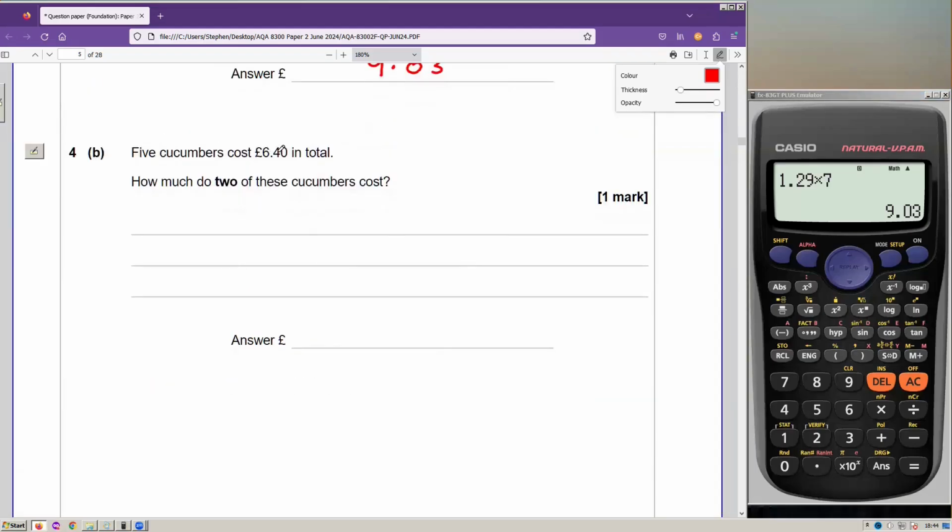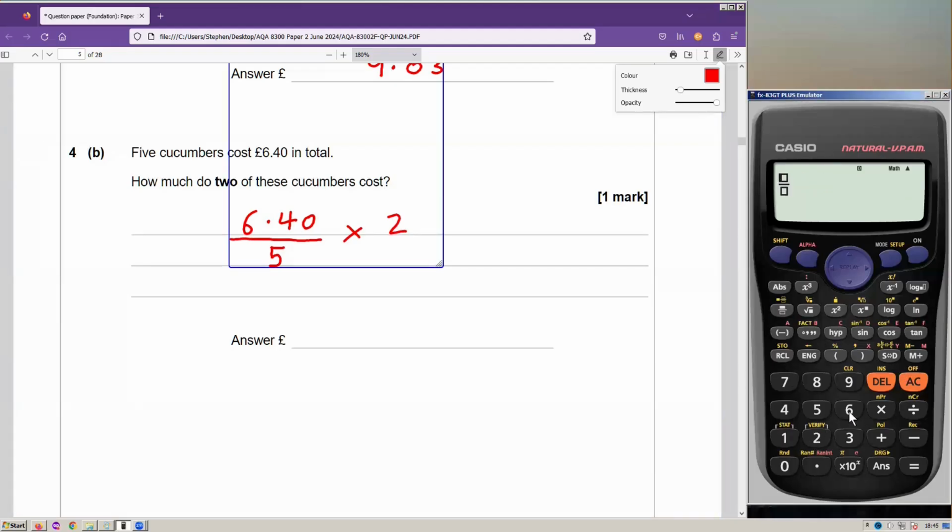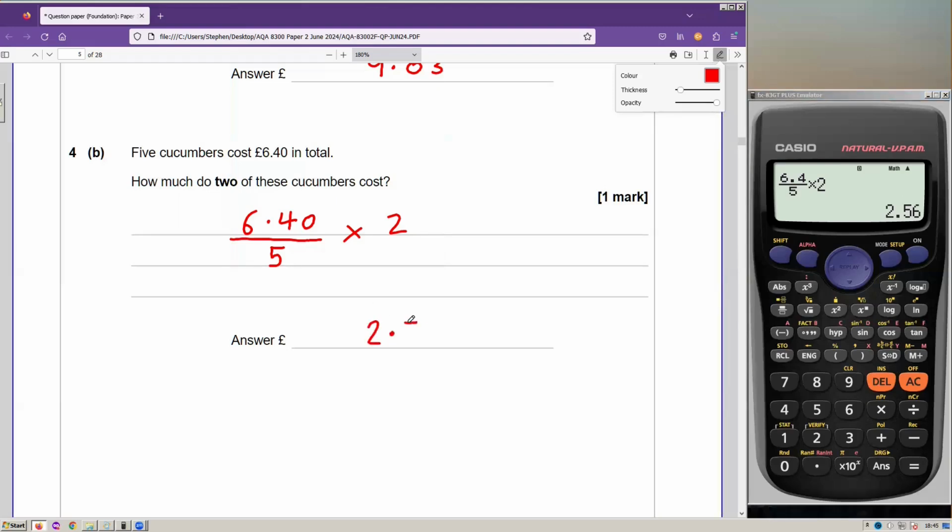5 cucumbers cost £6.40 in total. How much do 2 of these cucumbers cost? Well, we've got £6.40. If we divide by 5, we're going to get the cost of 1 cucumber, and then times it by 2. So I can do that in the calculator as well. £2.56.